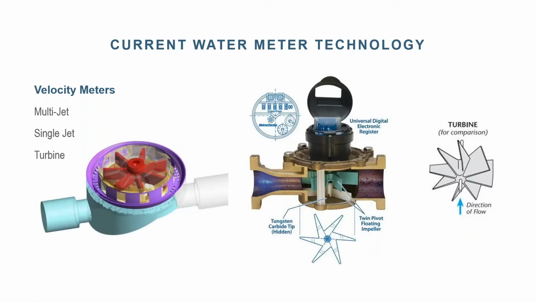Velocity meters. This is another very common meter technology that's in use today throughout the state and throughout the country. Essentially, this uses a velocity type measurement to measure the rate at which water is passing through a fixed volume. Again, a lot like positive displacement meters, it is a technology that's been around for quite some time. Each one has its own nuances to it. There are issues that arise with these as well.